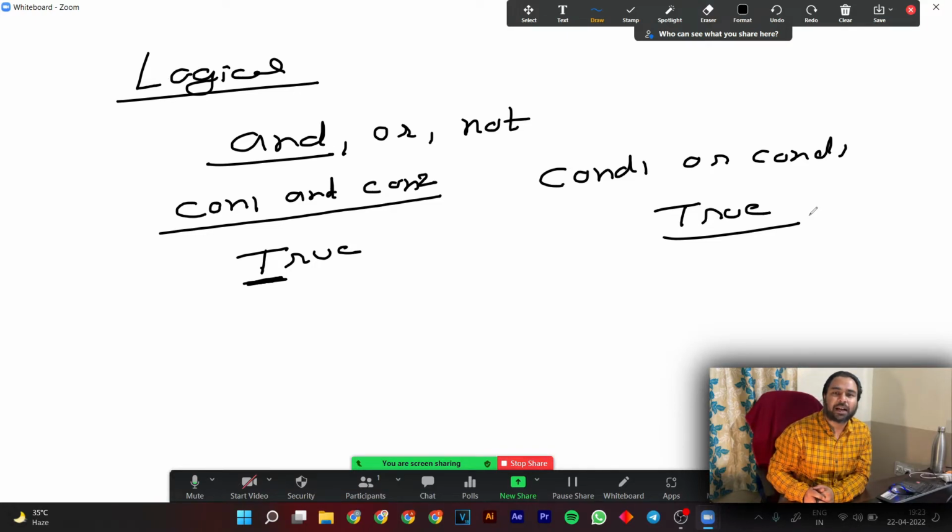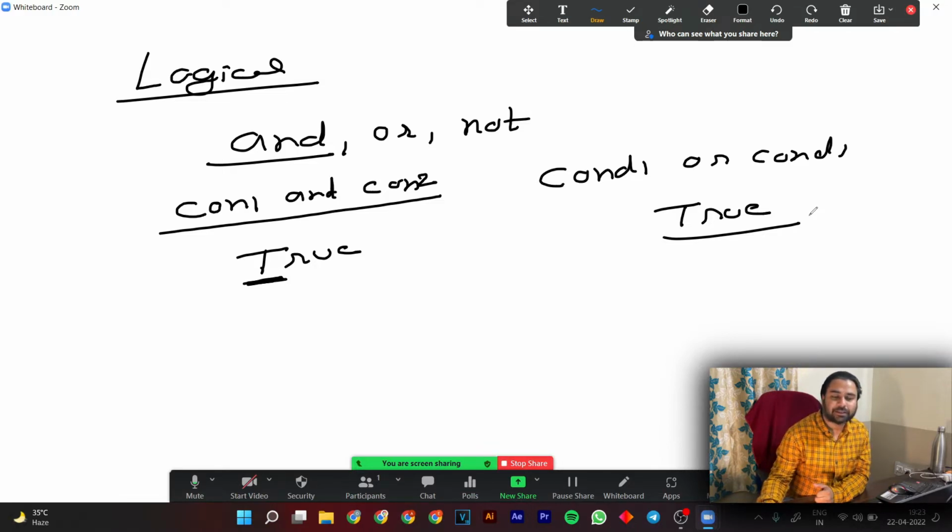This means that I am talking about both. So it's a logical and. If I say Ram or Syam, what does this mean? This means either I am talking about Ram or I am talking about Syam or I am talking about both. So this should be kept in mind.